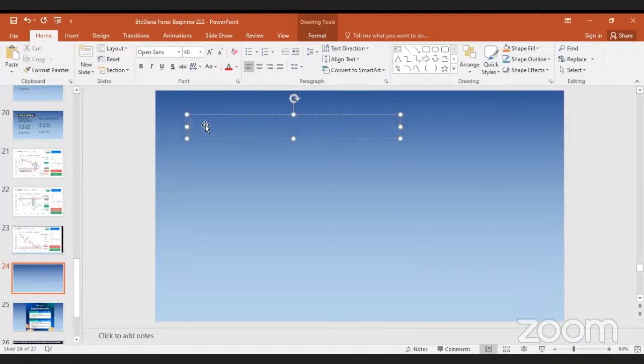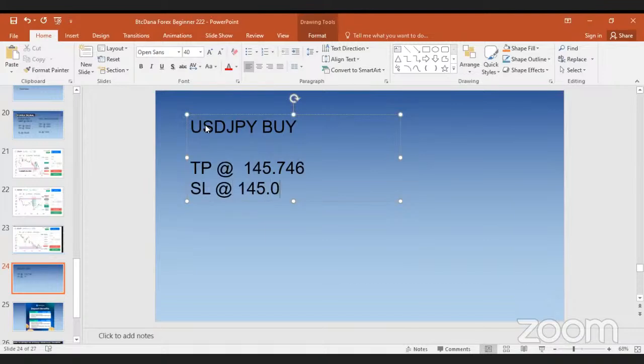Okay, so our market is USD JPY, buy, and our take profit, which is the TP, is 145.746, and our stop loss, which is SL, is 145.075. Okay.